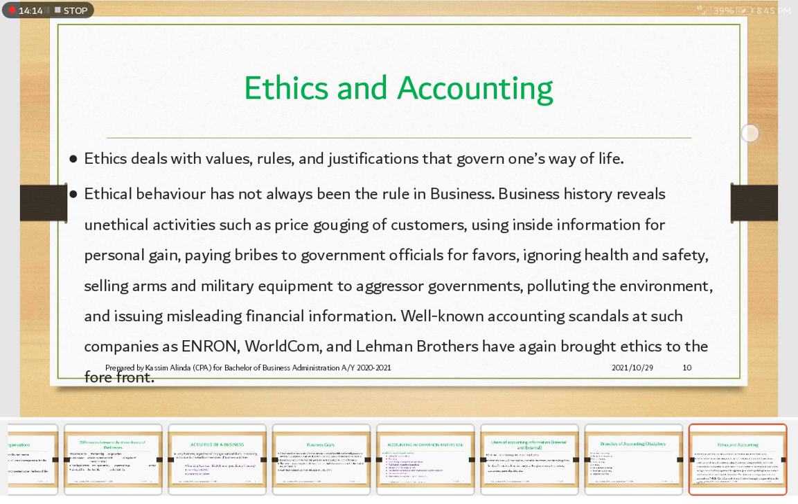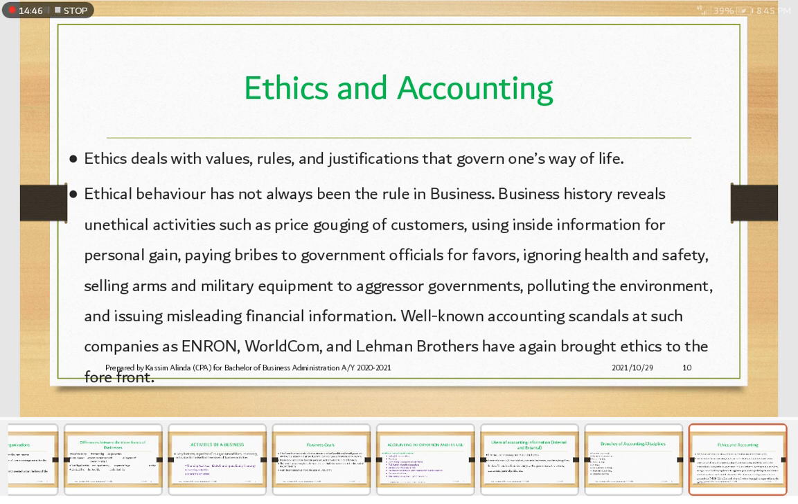Ethical behavior has not always been the rule in business. Most businesses do not bother about their ethics. You find someone selling things which are expired. Business history reveals activities such as price gouging of customers. This is extorting customers. Sometimes you go to most of these businesses in town, and someone will charge you a price, but when you move to another business, you find that the price is half the price you paid the other side. Extortion of customers.